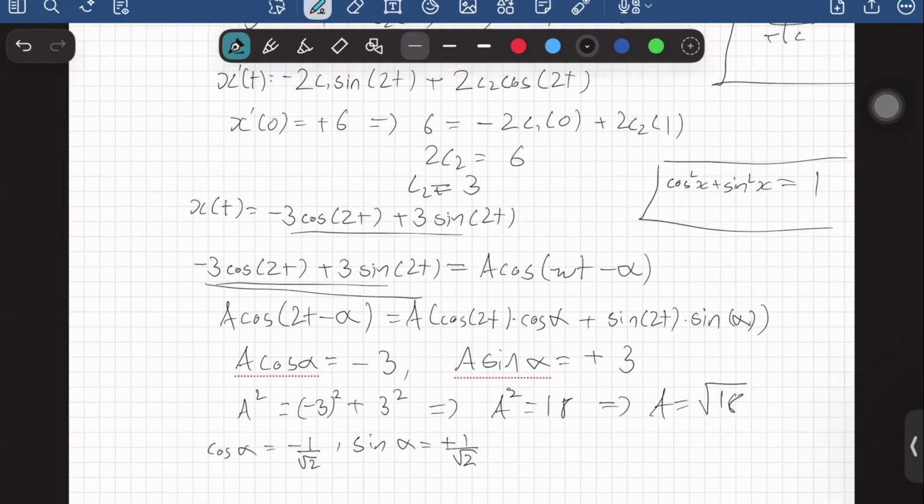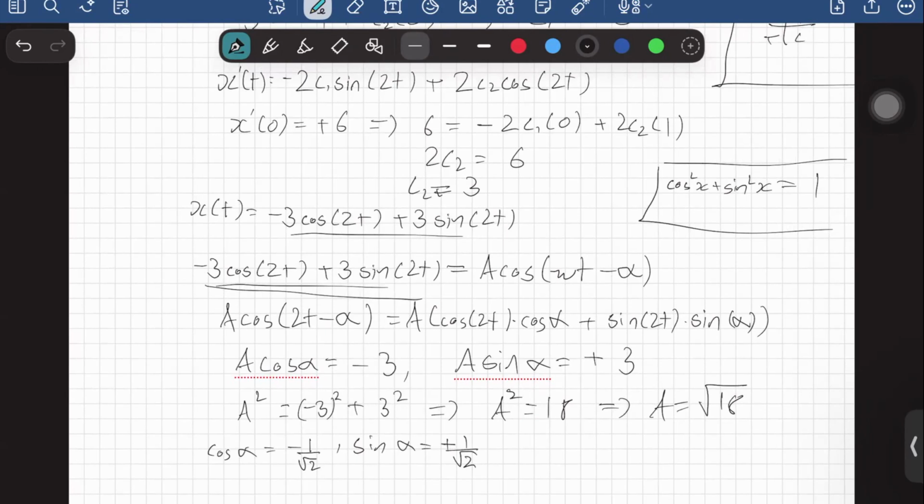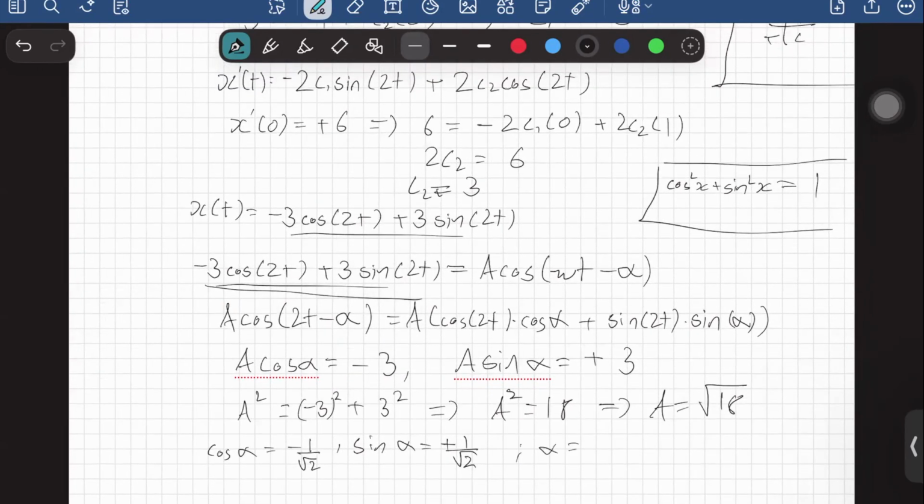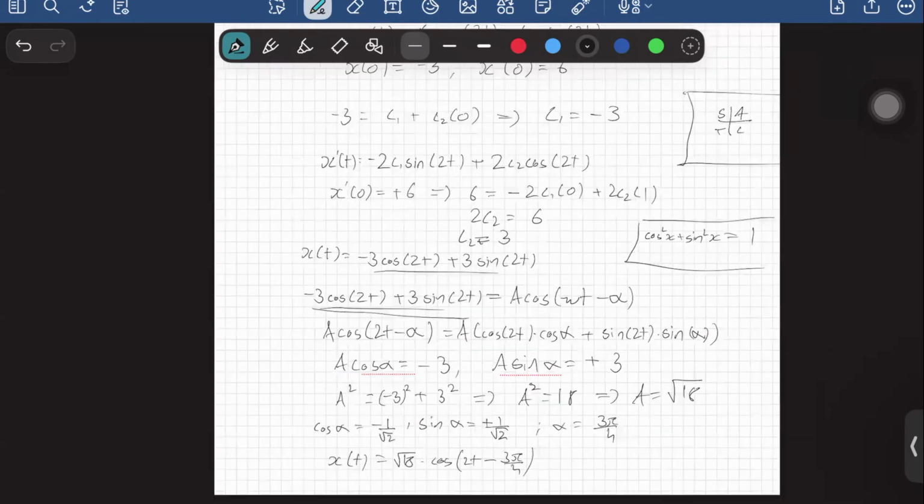And that brings me to alpha is equal to 3 pi over 4. So our general solution, the way they wanted us to write, is square root of 18 multiplied by cosine of omega t, but we found that to be 2t minus 3 pi over 4. And that is our final answer for this one.